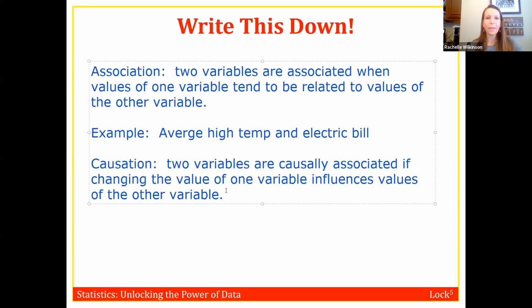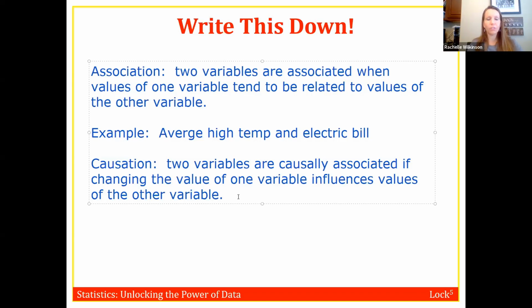Okay, correlation is one of two types of association. Causation is the other. Correlation and association are not the same as causation. Just because we have a correlation or an association does not necessarily mean that it's a causal association. So we have to be very careful with using the word cause.